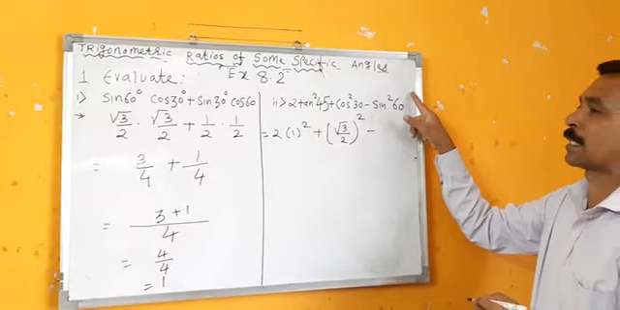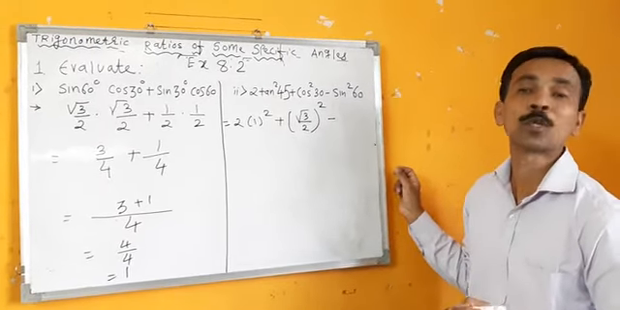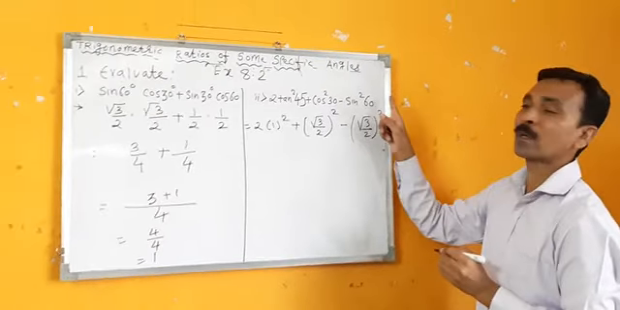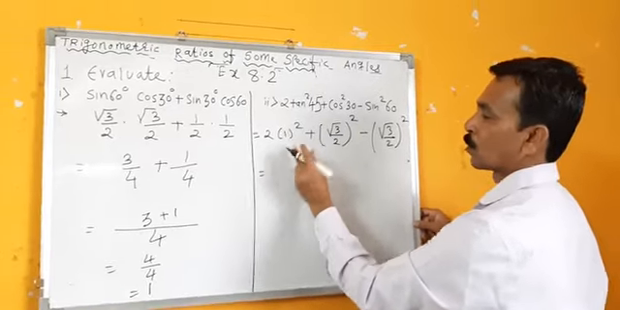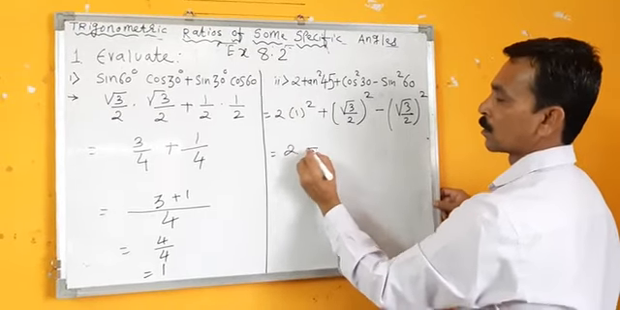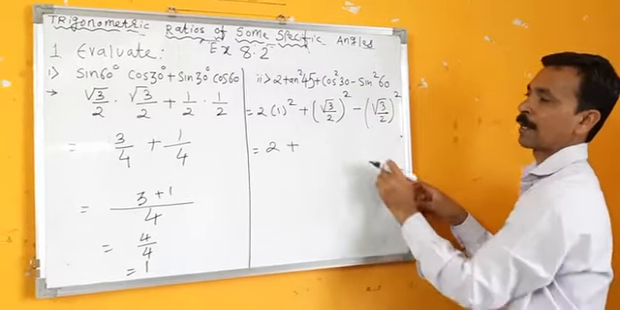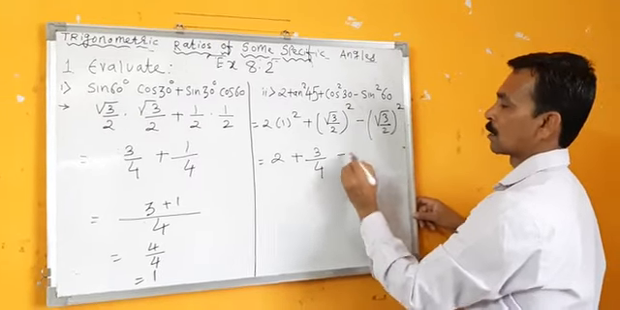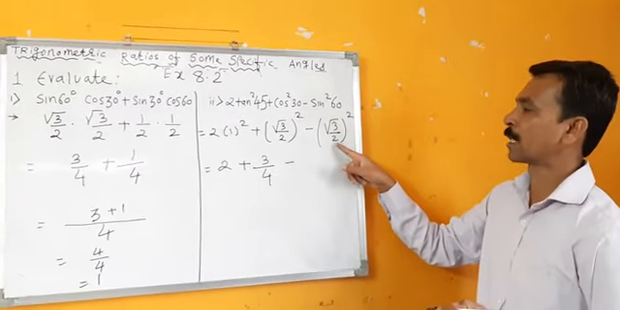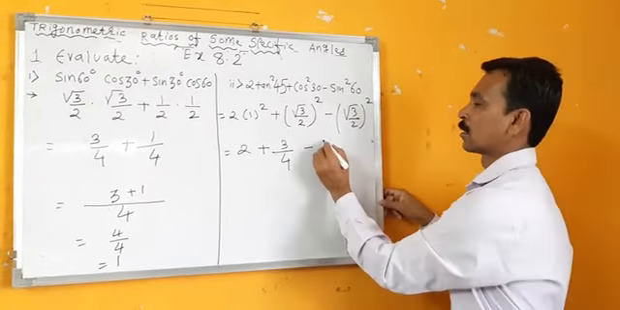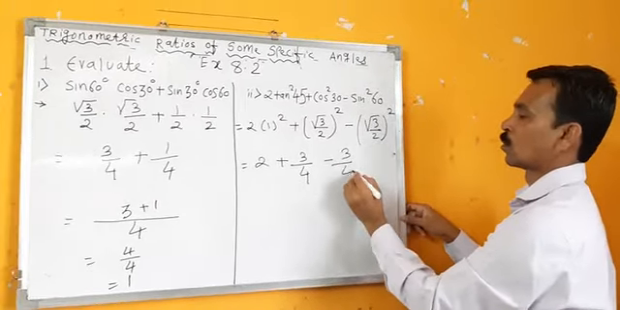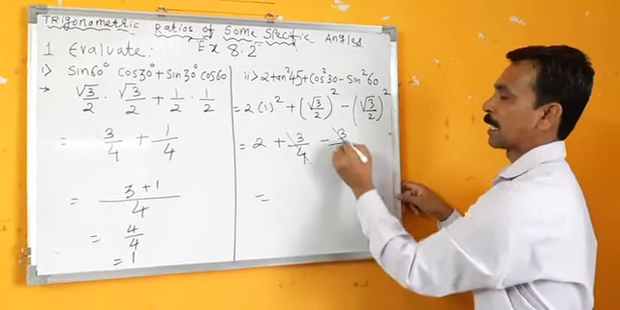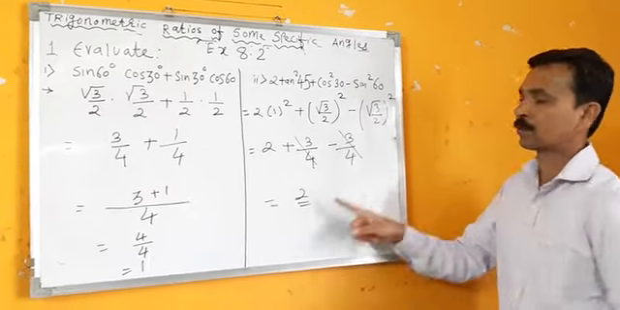Minus sin square 60. What is the value of sin 60? Root 3 upon 2. So it is root 3 upon 2 square because it is sin square 60. Is equal to 1 square is 1. 2 ones are 2 plus take the square of root 3 by 2. What is square of root 3? 3. What is square of 2? 4. Minus take the square of root 3 by 2. What is square of root 3? 3. What is square of 2? 4. Right? Is equal to this 3 by 4 and minus 3 by 4 gets cancelled. What is the answer? 2.